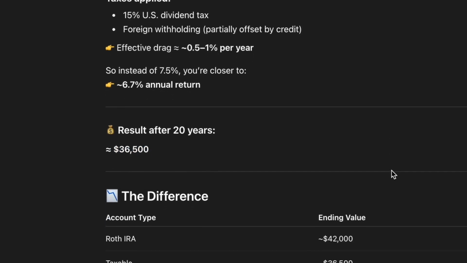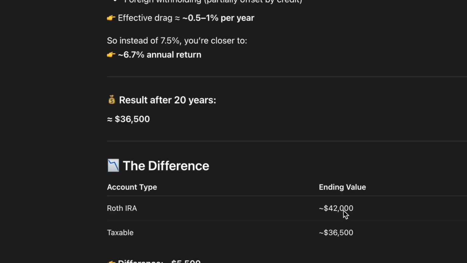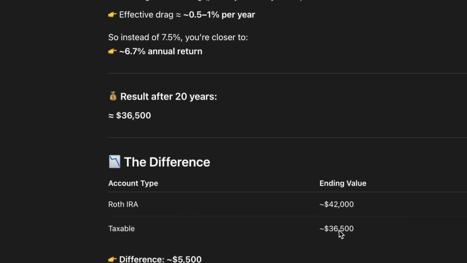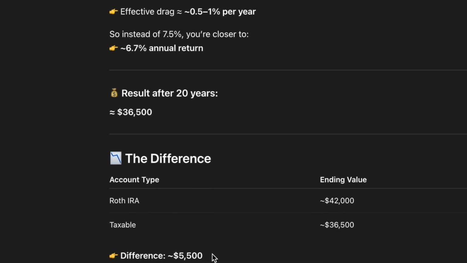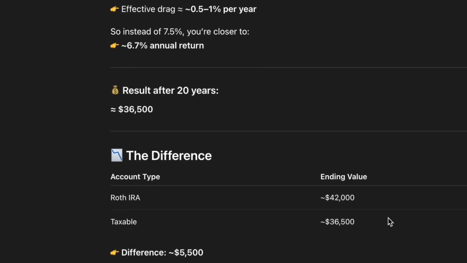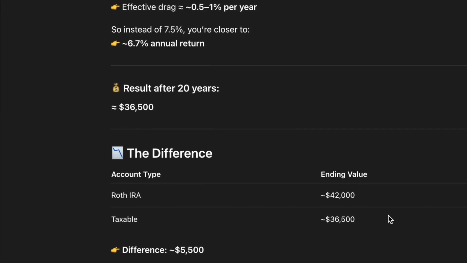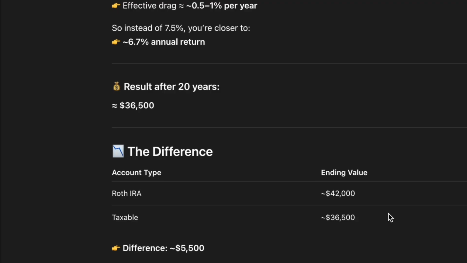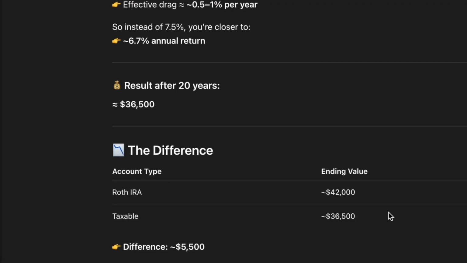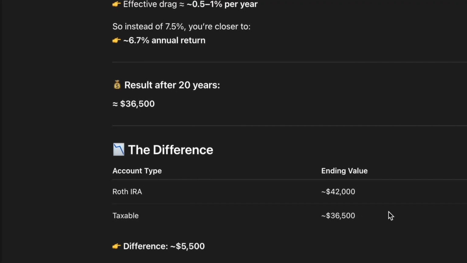So in your Roth IRA, your ending value would be $42,000, and your taxable would be $36,500, making a difference of $5,500. So you need to make the decision: do you have enough international exposure in your brokerage account versus your retirement accounts, and then compare which one is more important to you.